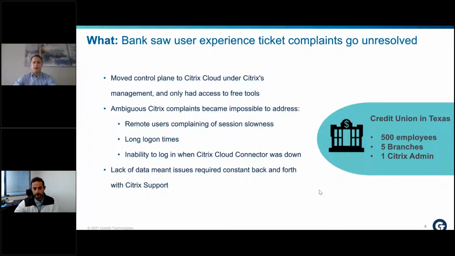And so when users complained when working from home about slowness, or about long logon times, or simply the inability to log into Citrix Cloud Connector, they had a very difficult time having the evidence they needed to both prove that it wasn't something in their environment and, conversely, utilize that information to work on a solution with Citrix support. That gap in visibility meant a constant back and forth, usually without objective data, which meant a lot of issues started to stack up and pend over as time progressed.